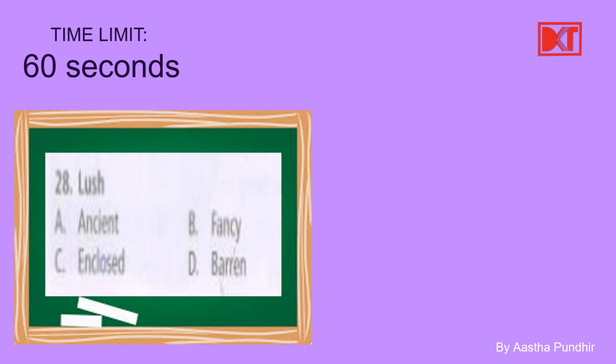All right, now the next word we have is lush. The options here are ancient, fancy, enclosed, and barren. So lush actually means something that is very posh and well kept. So here the opposite word can be barren.